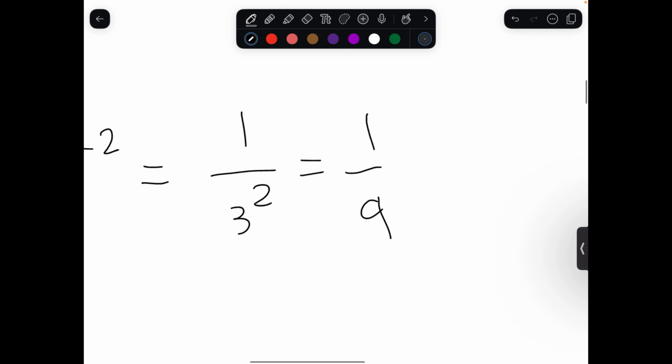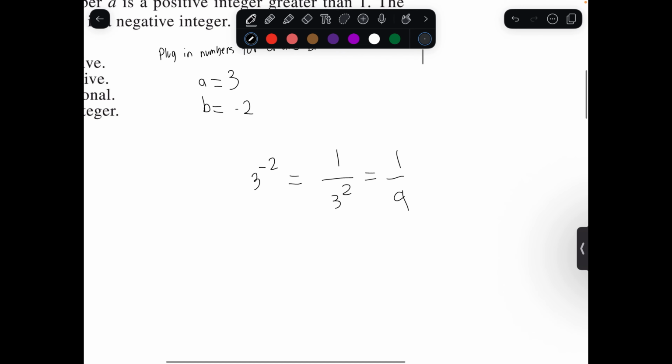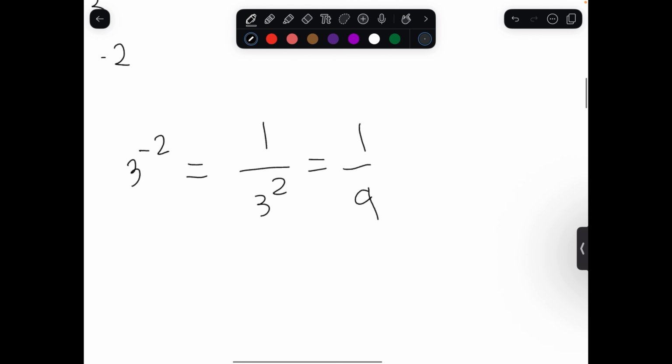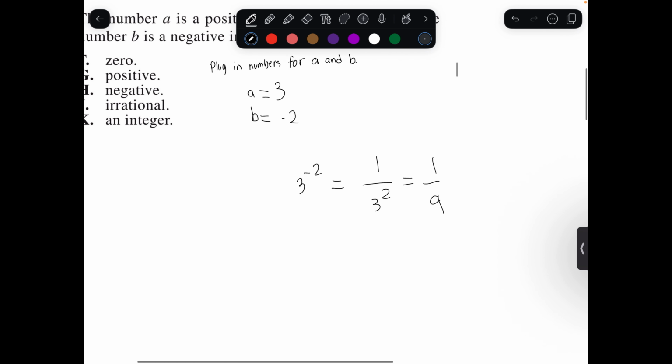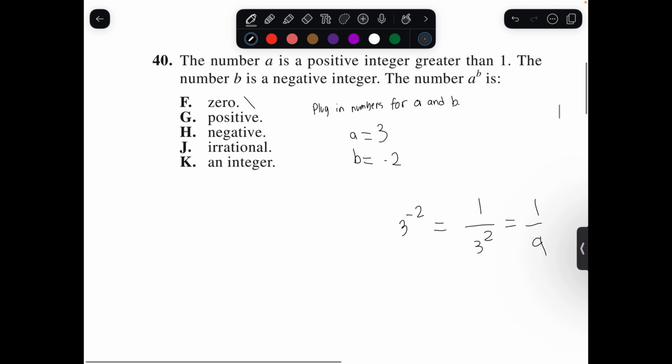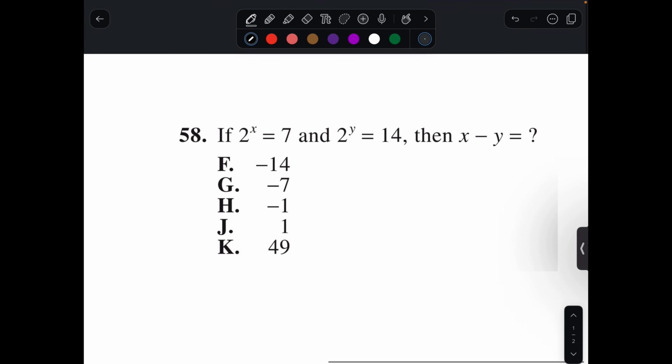Now let's see which of these answer choices 1 over 9 matches. 1 over 9 is not 0. 1 over 9 is positive. 1 over 9 is not negative. 1 over 9 is not irrational. And 1 over 9 is not an integer. So 40 is G. On to the next question.